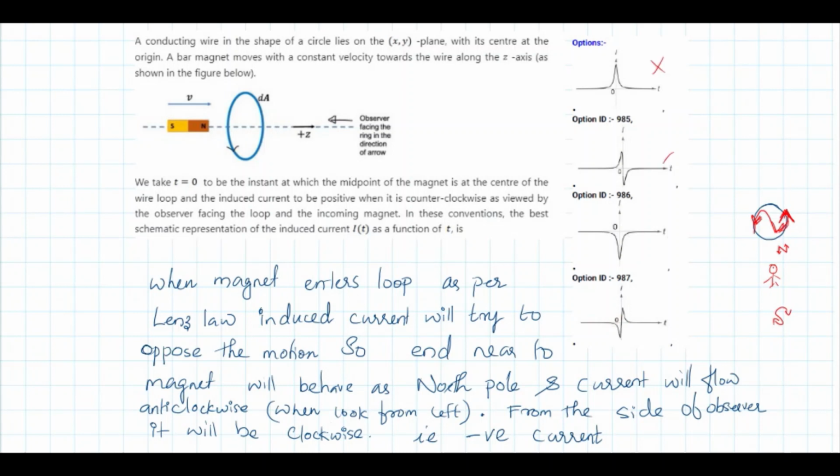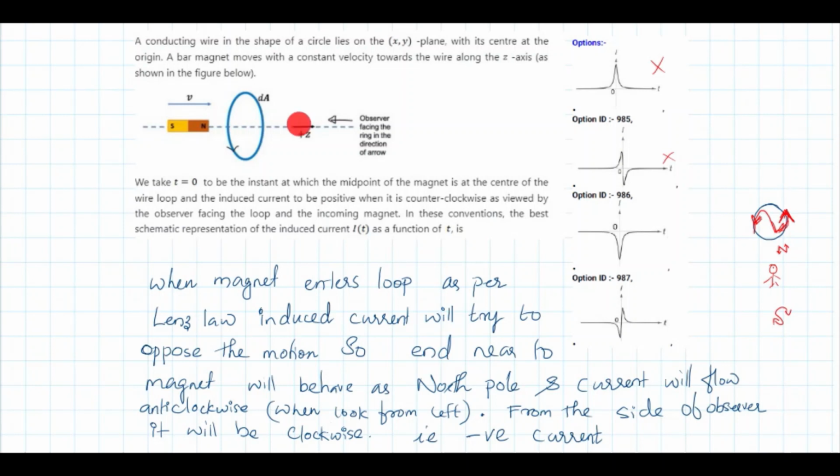This is wrong, because at t equal to 0, the magnet is at the center. For negative time, the magnet is on the left hand side. At that time, the current is negative. So you can neglect these two options.